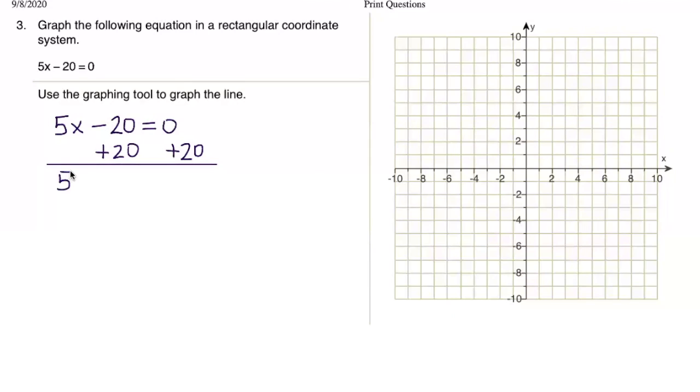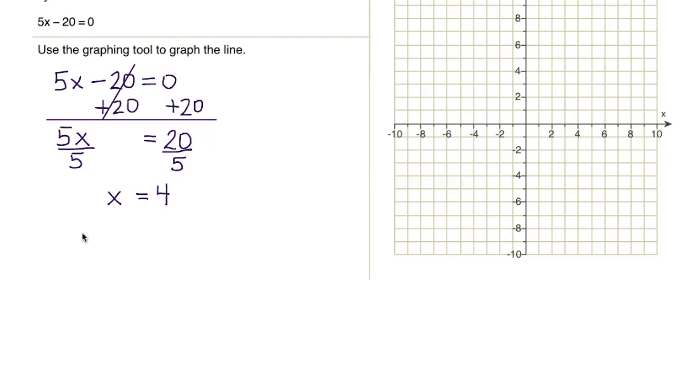That gives me a 5x. These cancel, which is helpful because I'm trying to get x alone. And 0 plus 20 is 20. Now I still have a 5 sitting next to my x. This is 5 times x. So the opposite operation would be to divide by 5. What I do on one side, I do on the other. 5 divided by 5 reduces to 1, leaving me just with 1x equals 4.